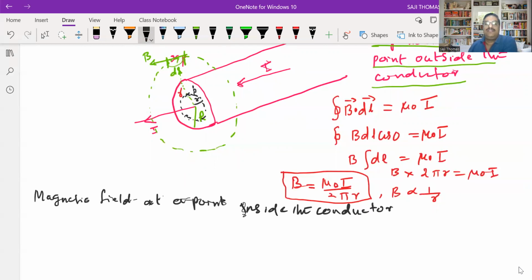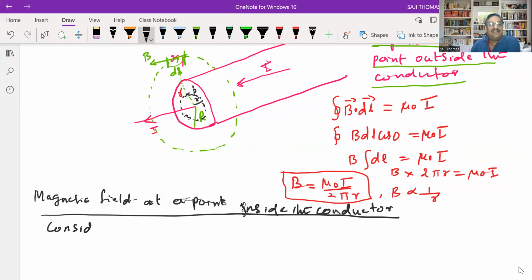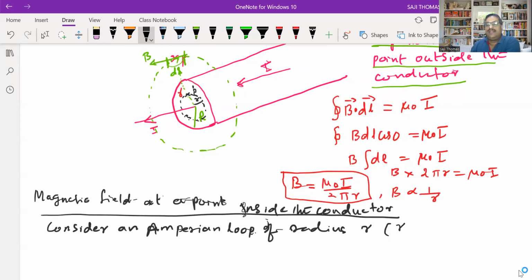So first we found the magnetic field at a point outside the conductor. Now the magnetic field at a point inside the conductor. For that, you imagine an Amperian loop inside. Consider an Amperian loop of radius small r. This small r is less than capital R. What is capital R? The radius of the conductor. The loop is inside the conductor.